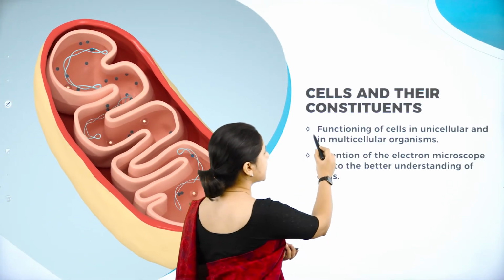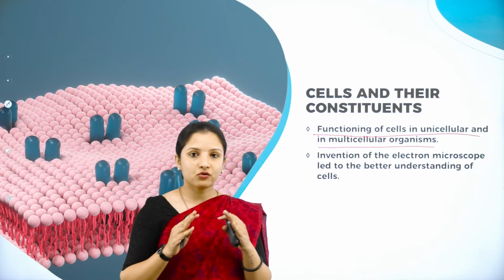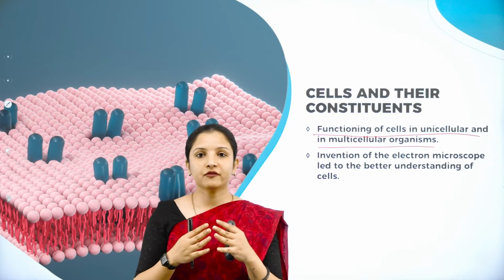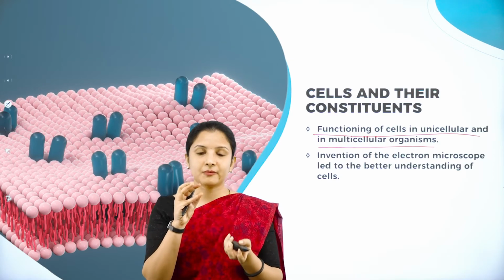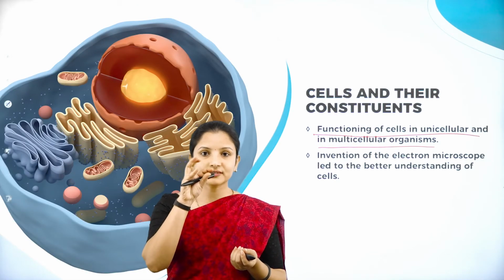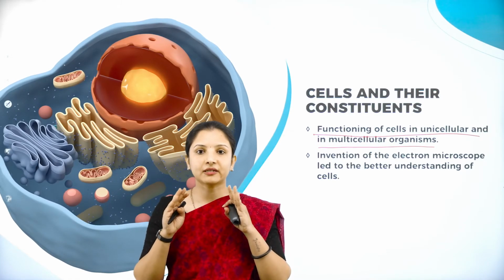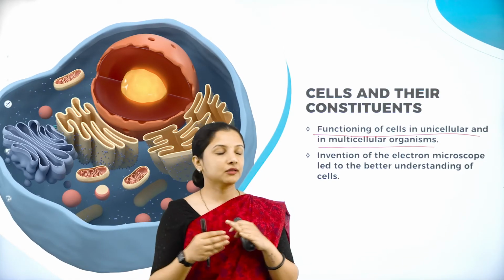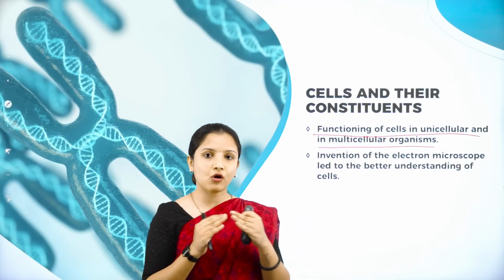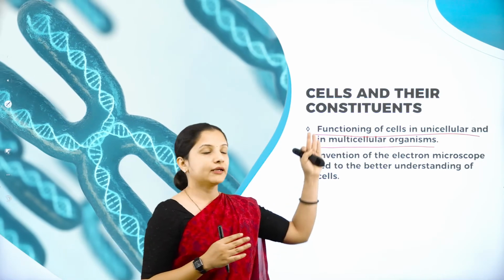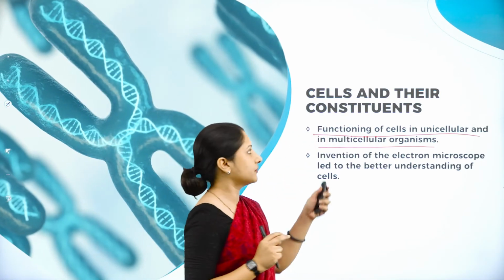The functioning of cells in unicellular and multicellular organisms is very, very important. I told you an organism is formed, for example, from a single cell, that is, the baby when it develops inside the mother's womb. First it is just a single cell. Those cells divide later and you have a complete baby formed by the end of the ninth month, right? To understand that, it is important for us to know about cells. So cells and their constituents are one of the important concepts in biology.